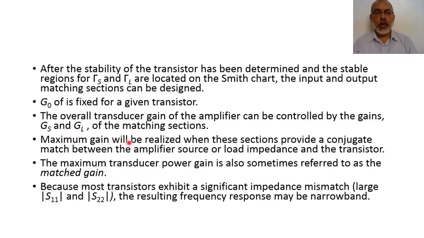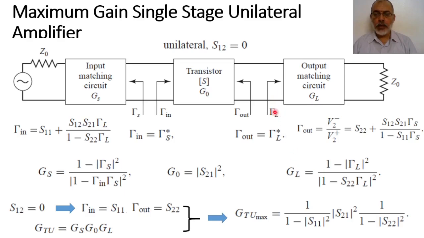Maximum gain will be realized when these sections provide conjugate matching between the amplifier source or load impedance and the transistor. This means that maximum gain will be obtained when gamma load is conjugate of gamma output and gamma source is conjugate of gamma input.